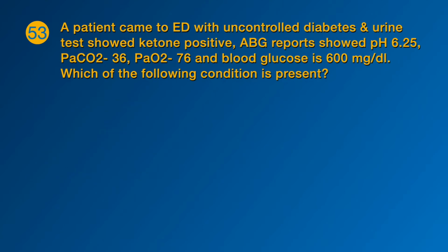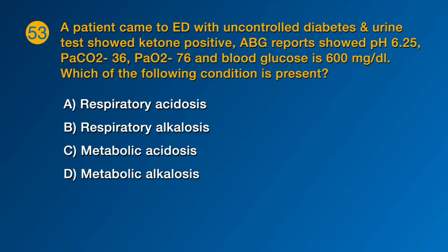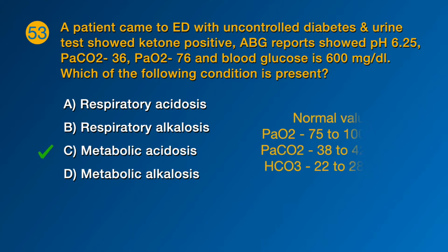Next question is, a patient came to ED with uncontrolled diabetes and urine test showed ketone positive. ABG reports showed pH 6.25, PaCO2 is 36, PaO2 is 76 and blood glucose is 600 mg per deciliter. Which of the following conditions is present? Options are respiratory acidosis, respiratory alkalosis, metabolic acidosis, metabolic alkalosis. So answer is C, metabolic acidosis.